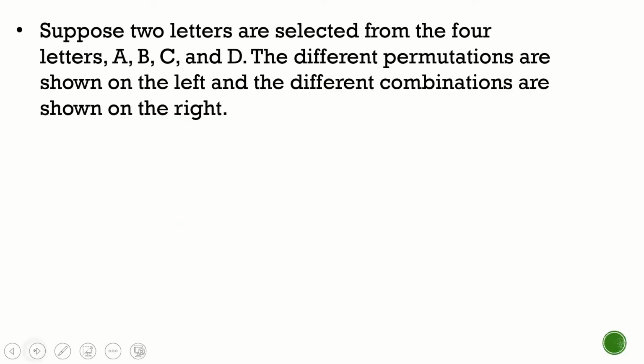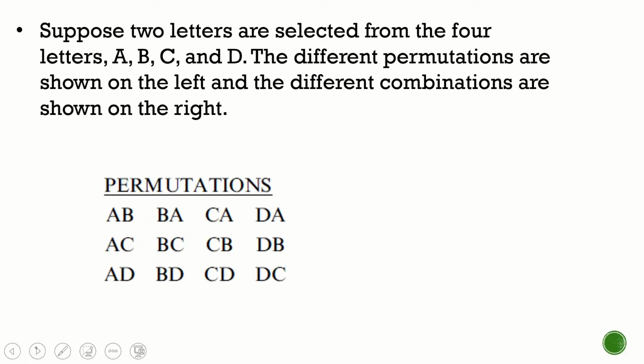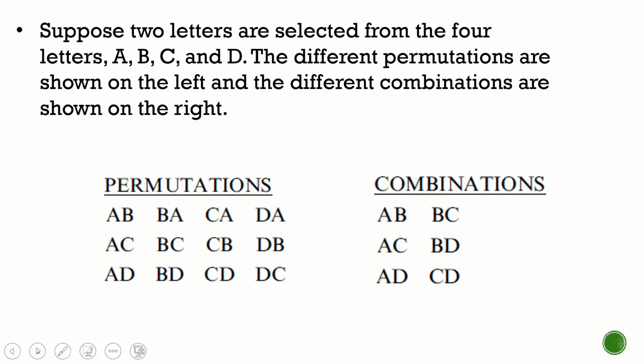I gave this illustration before, and I'm going to give it to you again. We want to select 2 letters from A, B, C, and D. When it comes to permutations, these are the answers. When it comes to combinations, this will be the answer. In permutations, AB and BA are different. In combinations, AB and BA are the same.